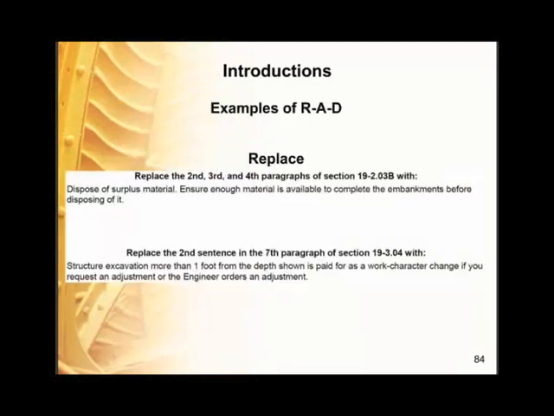Here's an example of RAD, and we're going to be looking at several of these. The first example shows how paragraphs are replaced within a section of the specification. In both the revised standard specifications and special provisions, you will find the bold introduction text before every revision. Notice that the replace is based on a specific section of the specification, shown in our first example as section 19-2.03B. The second example shows how a sentence can be replaced within a paragraph. The introduction replaces the second sentence in the seventh paragraph of section 19-3.04B. Again, a replace.